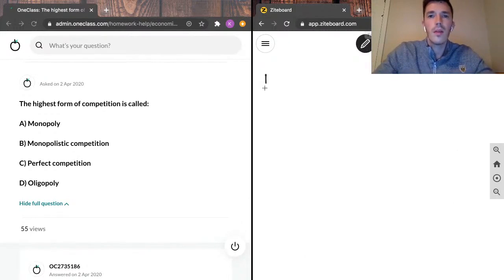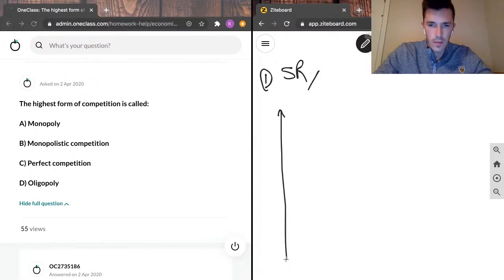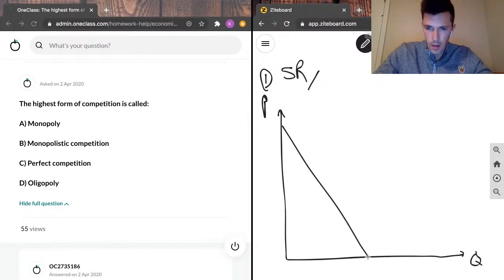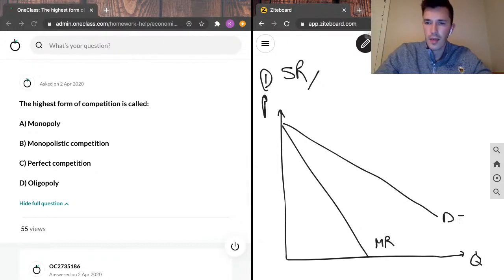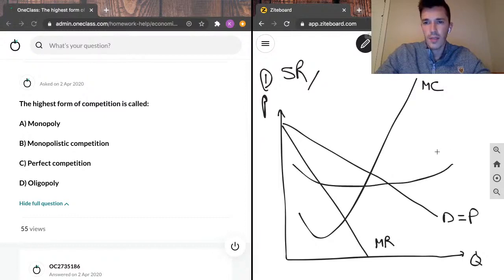So this is still question 1. And first I'm going to draw a short run diagram for you. Quantity and price. We've got marginal revenue moving down. This is going to be our demand equal to the price. We've got marginal cost, which first slopes down and then slopes up. And then our average total cost, which is U-shaped.